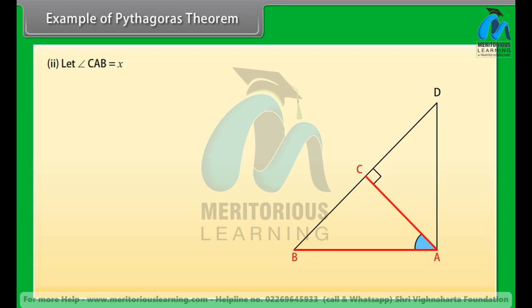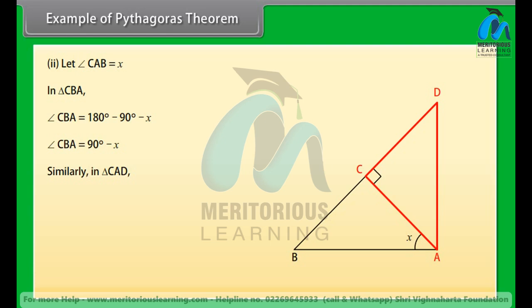2. Let angle CAB equal x. In triangle CBA, angle CBA is 180 degrees minus 90 degrees minus x, which is equal to 90 degrees minus x. Similarly, in triangle CAD, angle CAD is 90 degrees minus angle CAB, which is 90 degrees minus x. Angle CDA is 180 degrees minus 90 degrees minus (90 degrees minus x), which is equal to x.